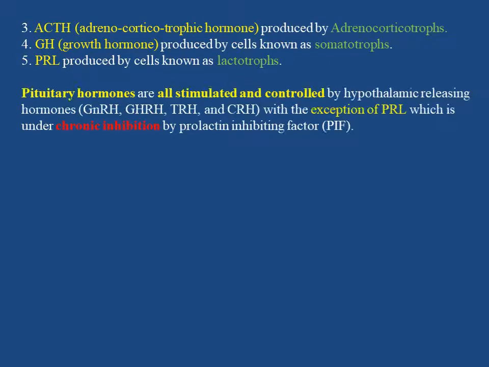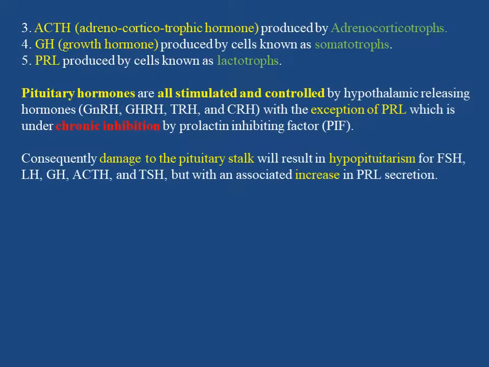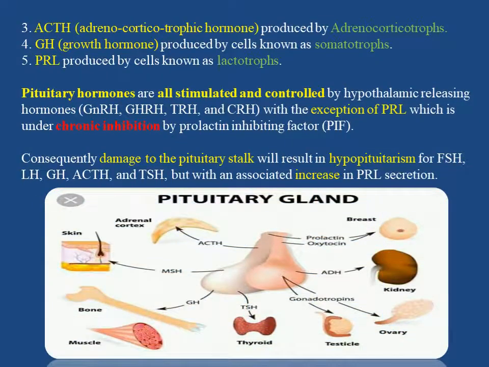Prolactin is produced by the lactotropes. As I told you, pituitary hormones are all stimulated and controlled by the hypothalamic releasing hormones, with the exception of prolactin, which is under chronic inhibition by the PIF, or prolactin inhibiting factor. So any damage to the pituitary stalk will result in hypopituitarism, with the exception of an increase of prolactin.